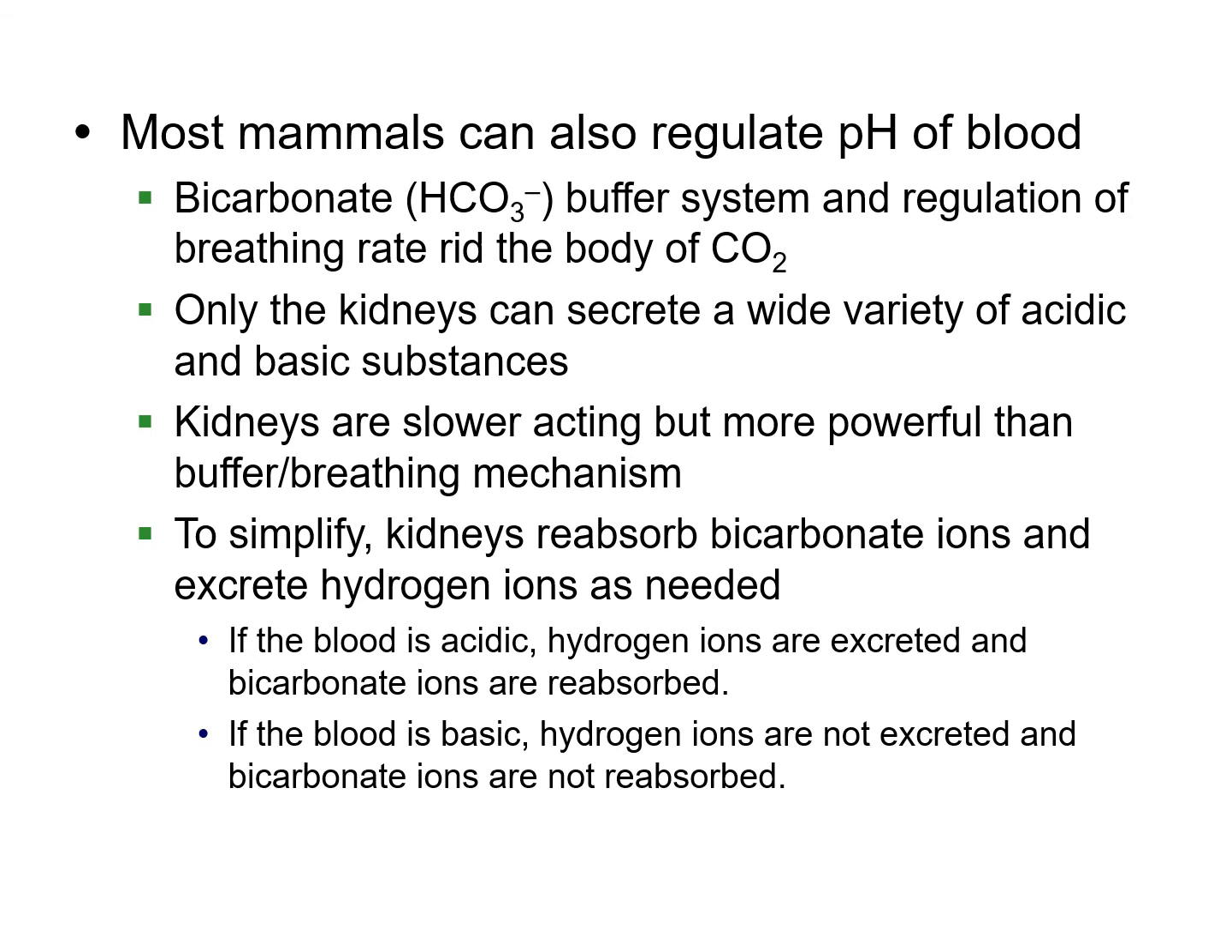And so if the blood tends to be more acidic, then we end up releasing those hydrogen ions, and the bicarbonates are reabsorbed to balance it out. If it's more basic, then it's the opposite, right? We don't excrete the ions, and the bicarbonate doesn't get absorbed, so the blood then becomes slightly more acidic and it balances back out. So it's a nice little system to keep itself under control.